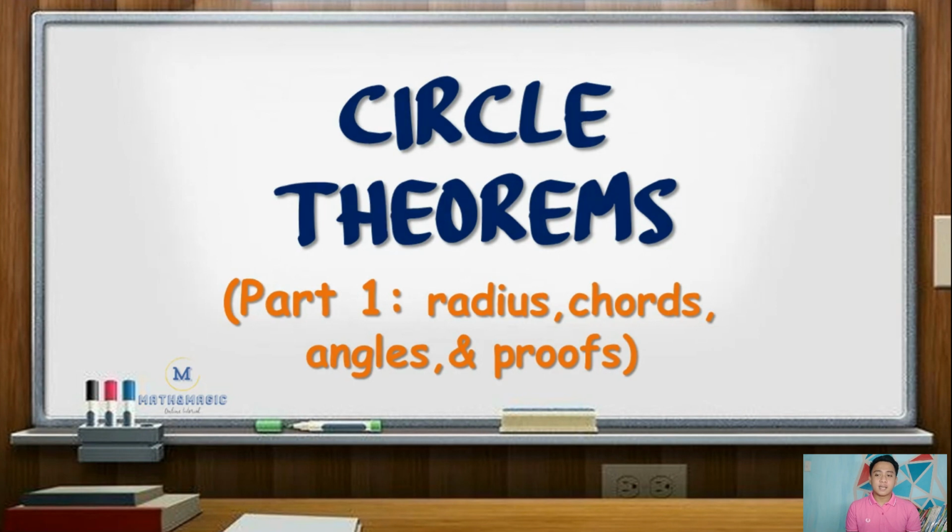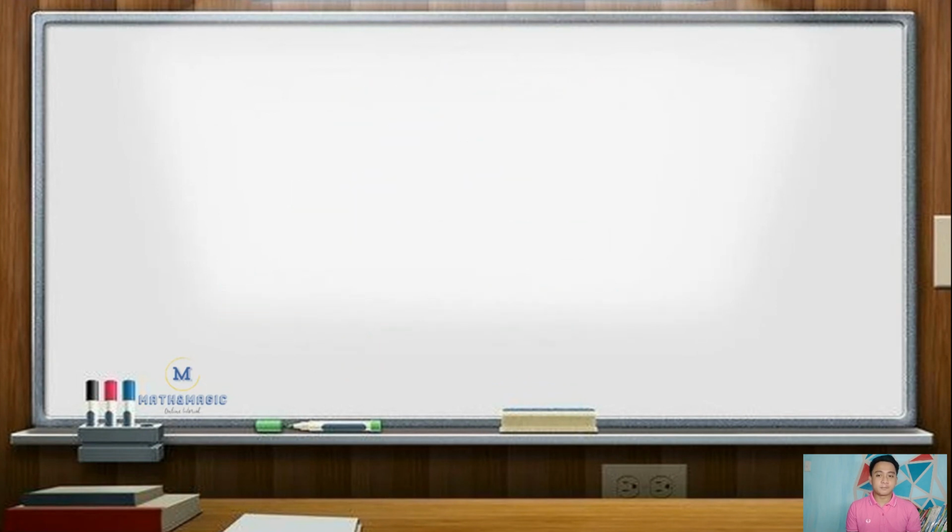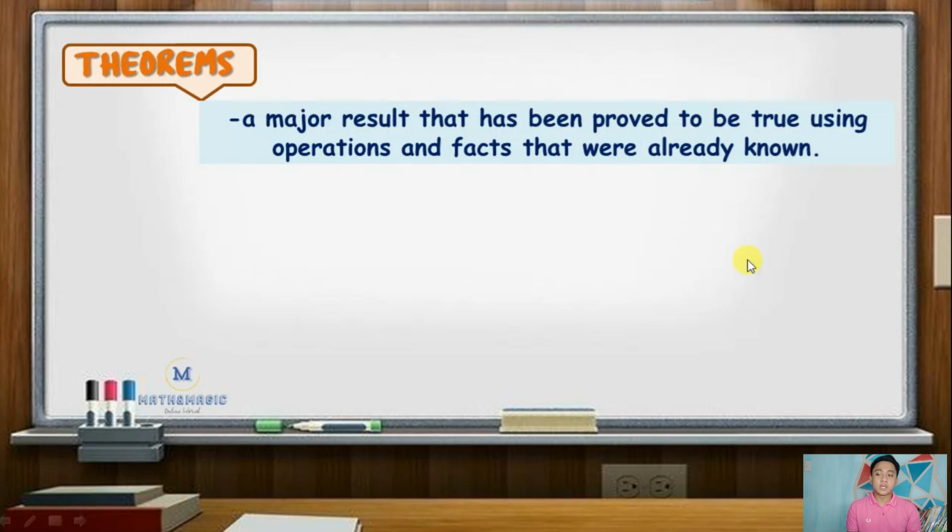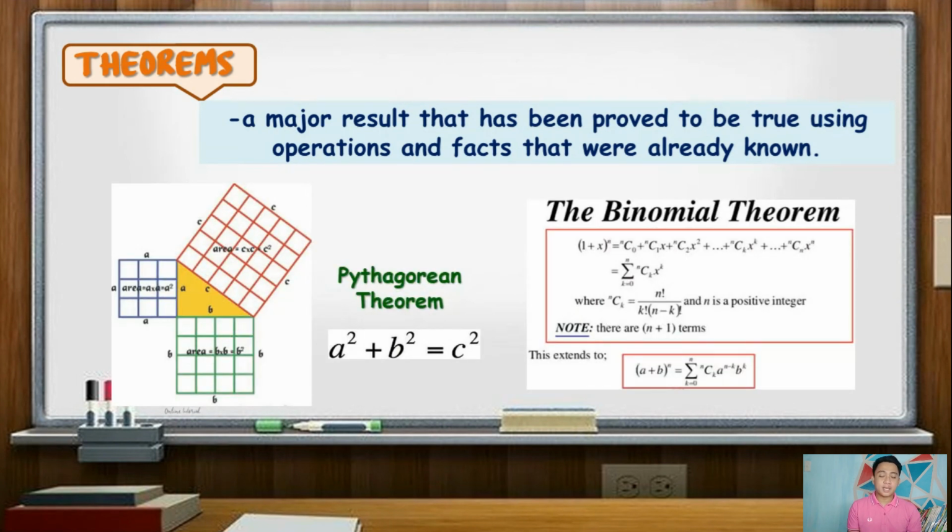But first, let us define a theorem. A theorem is a major result that has been proved to be true using operations and facts that were already known. Some of these theorems that I'm sure you know by now are the Pythagorean theorem, binomial theorem, and others.